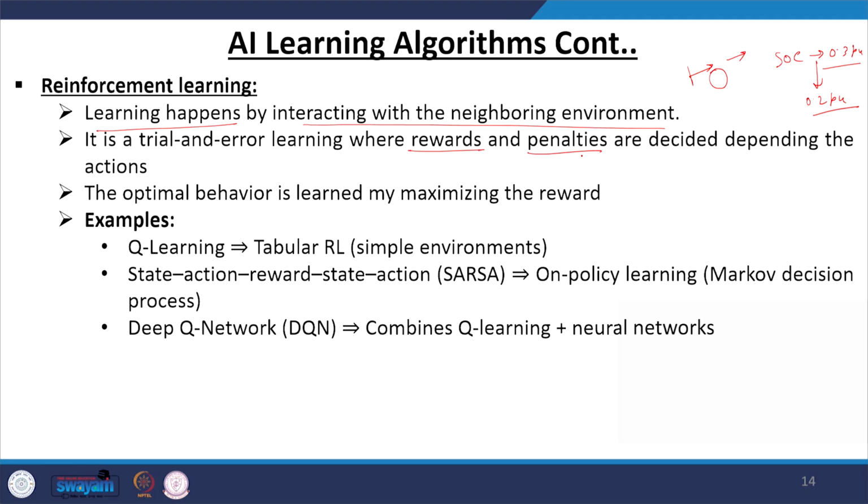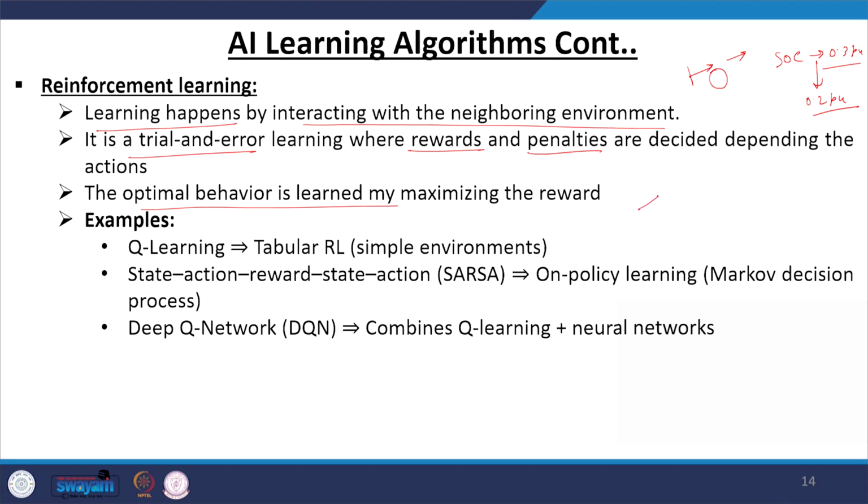So, after a few trial and error processes with the learning algorithm, it will see which move will give you a reward and which move will give you a penalty. So, the optimal behavior will be derived by maximizing the number of rewards.